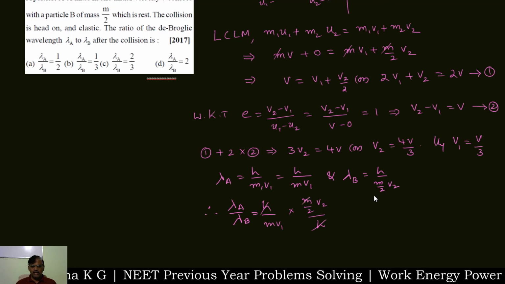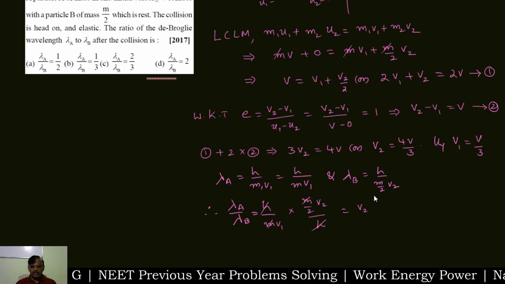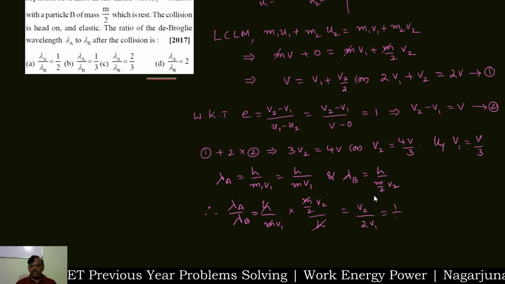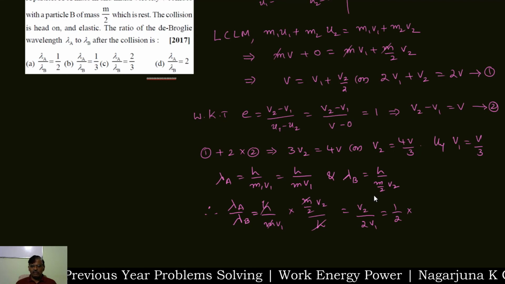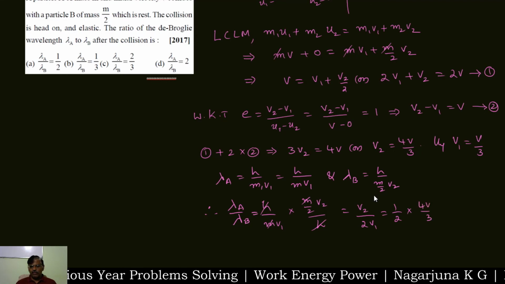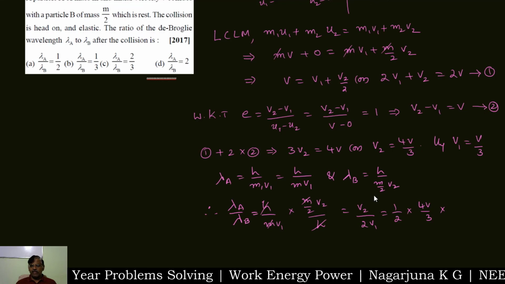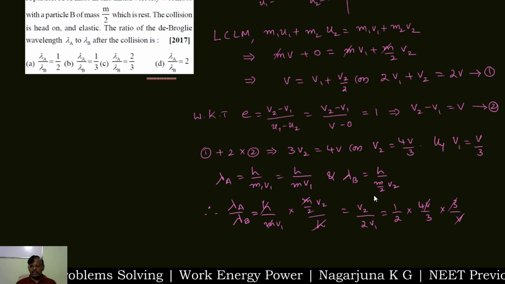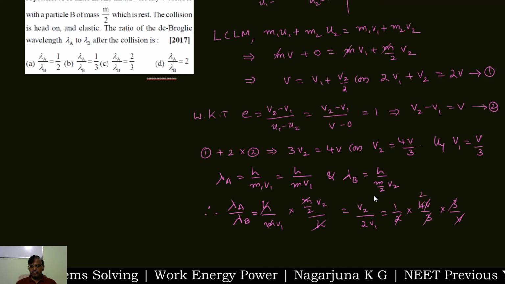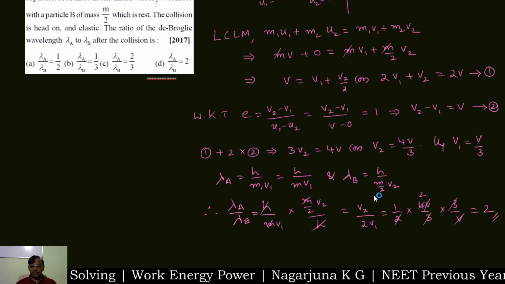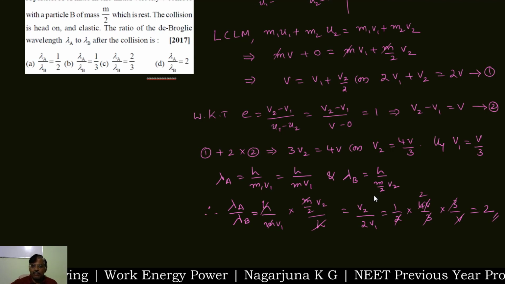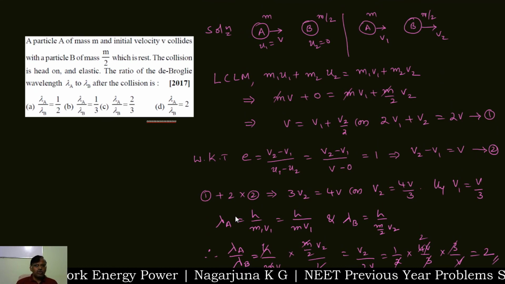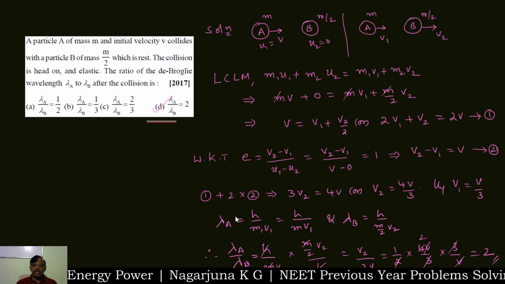h cancels, m cancels. So what is remaining here? v2 divided by 2 v1 remains. That is 1 by 2 into v2 value. v2 is equal to 4v by 3, into 1 by v1, and 1 by v1 is 3 by v. So here v cancels, 3 cancels, 2 ones are 2, 2 twos are 2. So that is equal to 2. So lambda A divided by lambda B is equal to 2. That is option D, the right option.